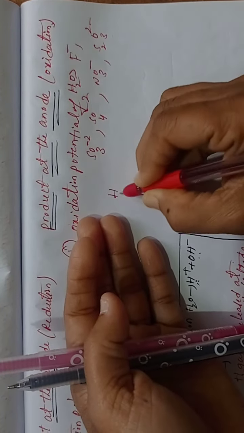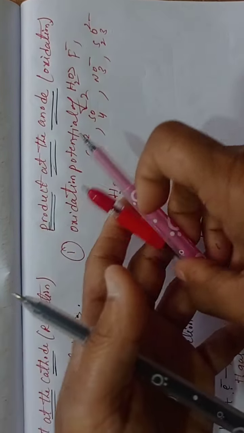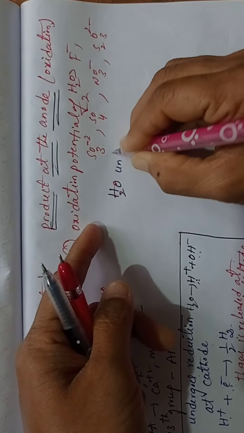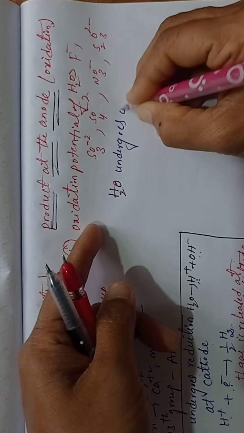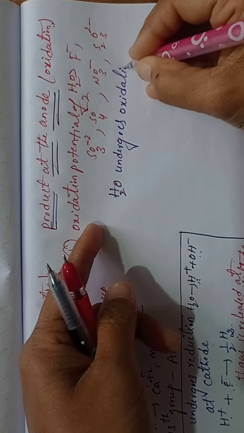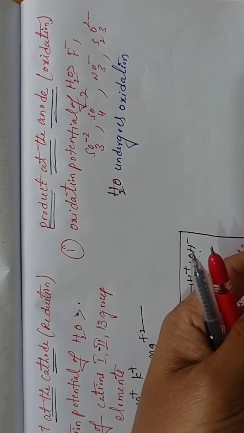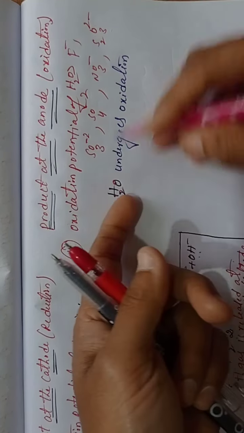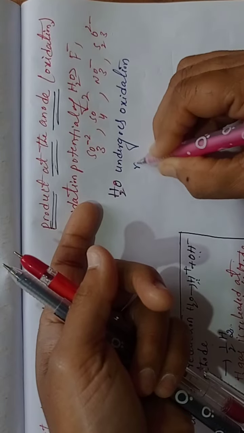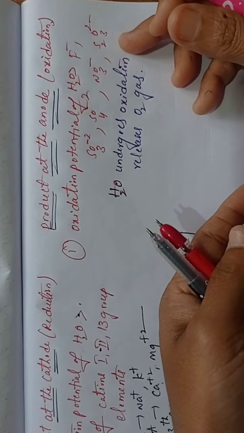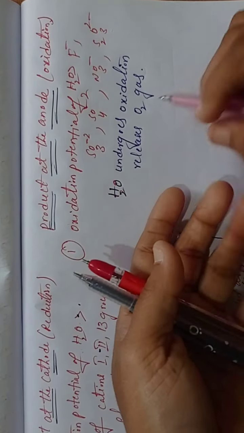So here what you have to remember, students: water undergoes oxidation. So here what is the trick, students? Water undergoes oxidation. Clear, students? Here water undergoes oxidation and releases which gas, students? O2 gas. Clear this one? It undergoes oxidation and releases O2 gas.